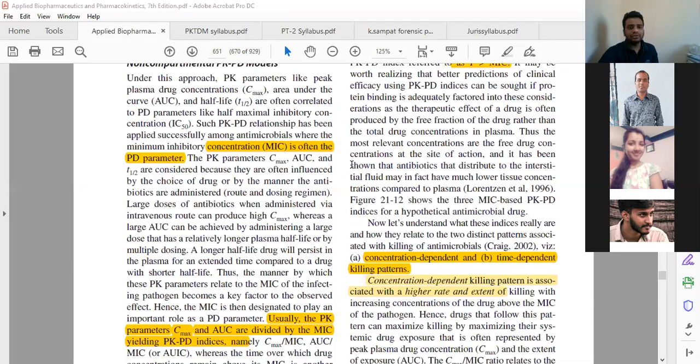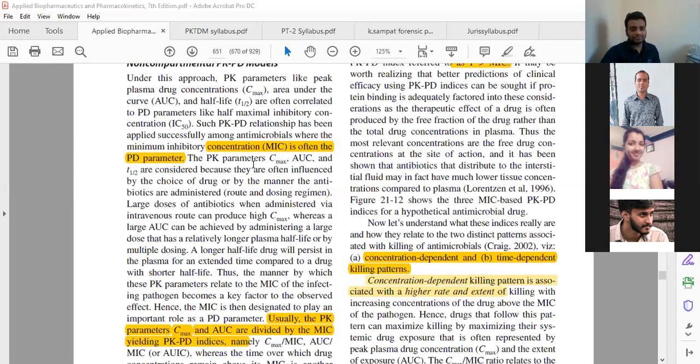Okay, so now we have the PK and PD. We are talking about the relationship. You know the PK parameters are like Cmax, AUC, and you have the PD parameters in terms of response. So let us see how specific kinetic parameters relate to specific dynamic parameters.